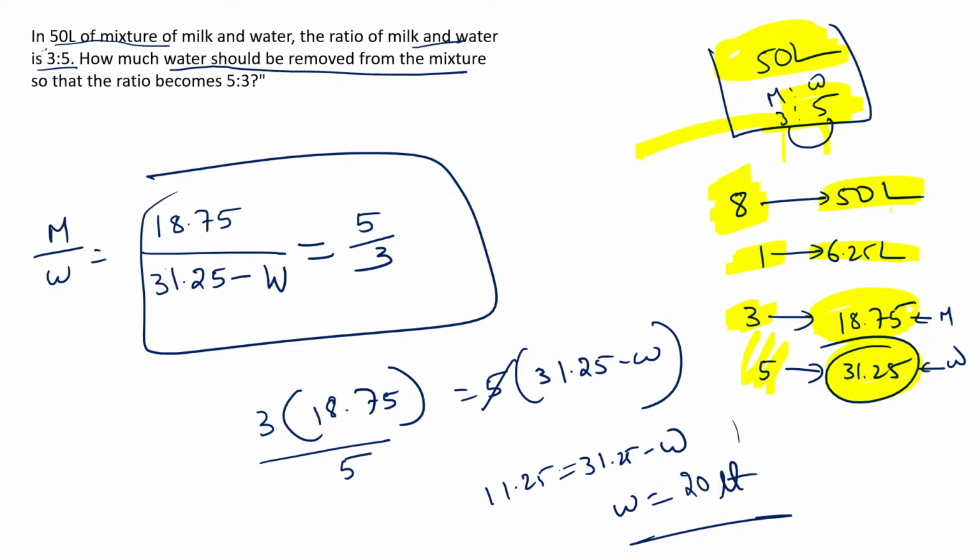But he is saying that he is removing some water. If he is removing some water, milk has to be the same. So milk is 18.75, but from 31.25 water you are removing some liters of water. So the ratio of milk to water is 3/5, or 5/3, 5:3. Just find out the value of W by simplifying this equation, you will get 20 liters. So if you are having a calculator in the examination, doing this calculation is not a big deal.